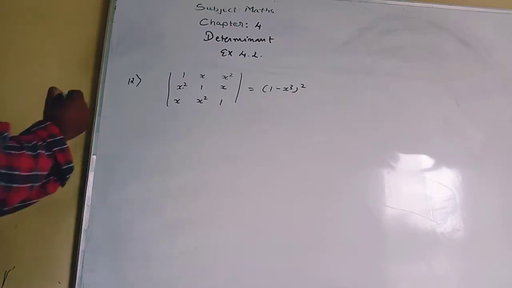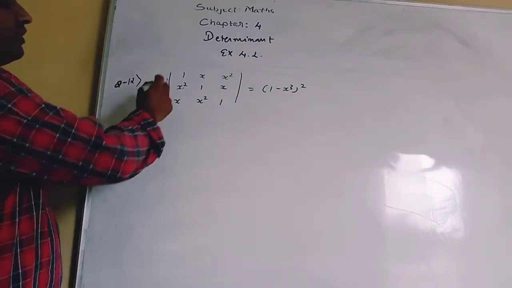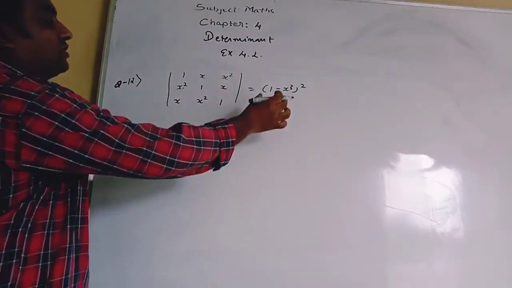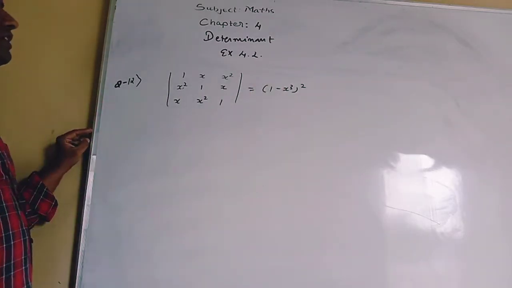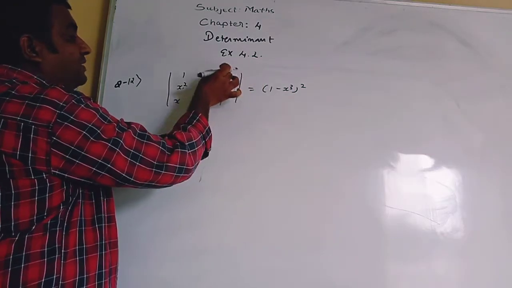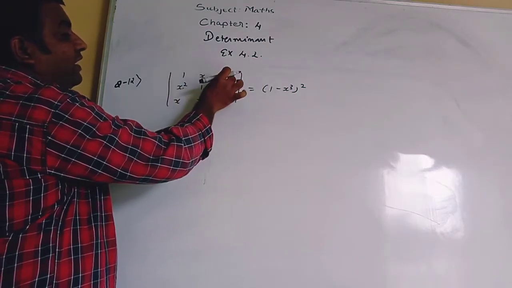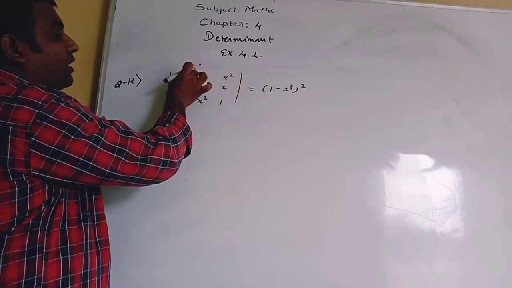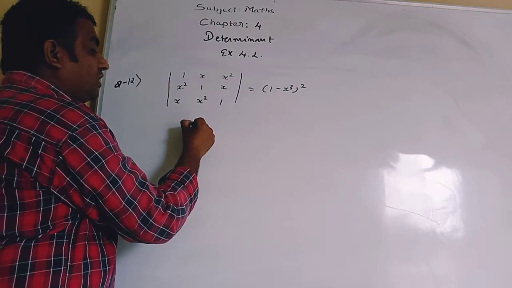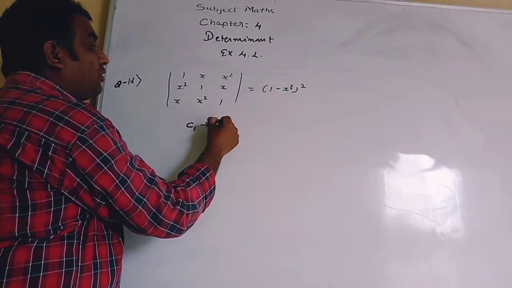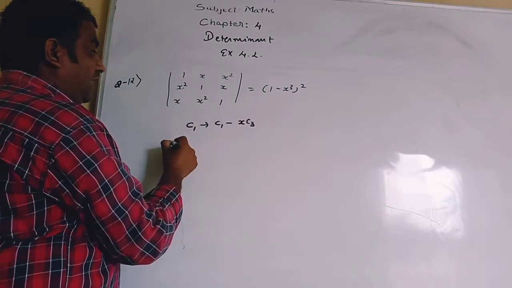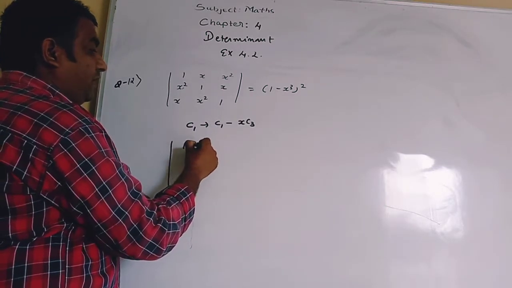We have question 12. Prove that the determinant |1 x x²; x² 1 x; x x² 1| equals (1 − x³)². So x³ we want, so this column we multiply by x, and then we get the x³, and then we subtract from the first column, then it will be 1 − x³. So here C1 transforms into C1 − xC3, and so it will be 1 − x³.